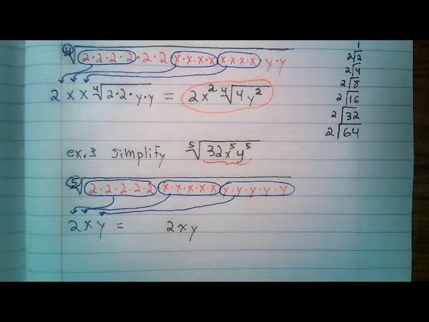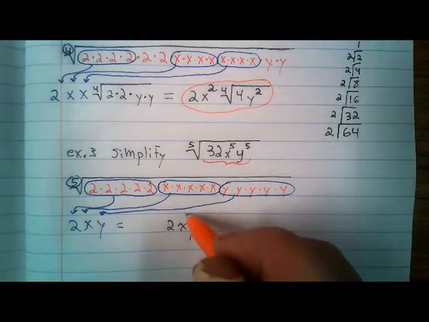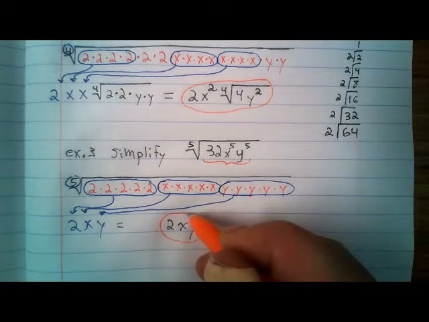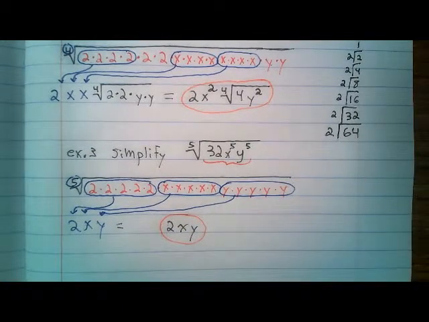in orange. If there's nothing left, there's no point in writing the fifth root symbol, right? Because there's nothing inside of it. You wouldn't be taking the fifth root of anything. So the answer here is just 2xy.